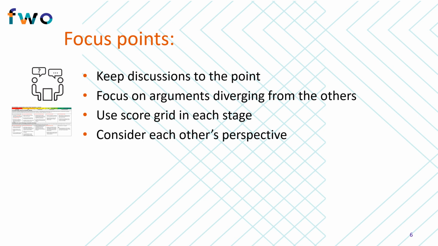In order to let the pre-selection meeting run smoothly, please keep in mind the following principles. First, keep your interventions to the point and only provide arguments that can lead to changing the panel's score. We are in an online setting and are trying to be efficient and effective. Second, focus on arguments diverging from the others. Do not repeat what has already been said. Third, keep the scoring grid in mind to stay as consistent as possible during the evaluations. And fourth, consider each other's perspective and respect potential diverging views.